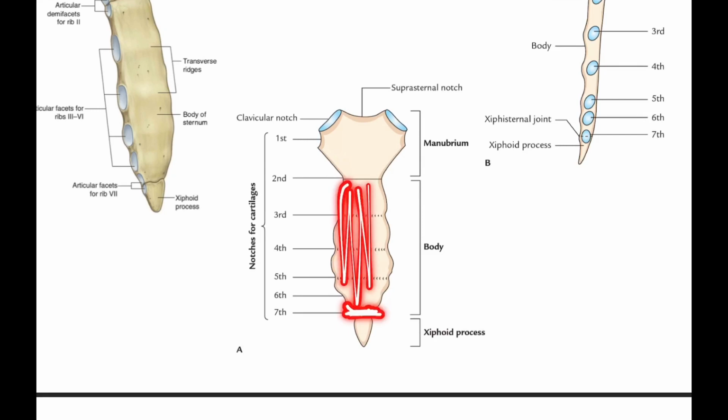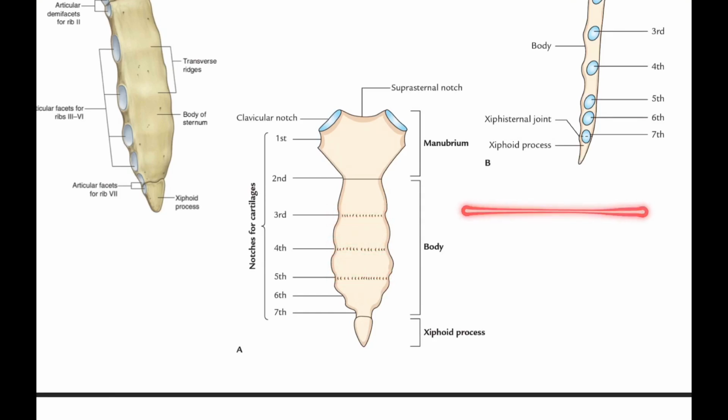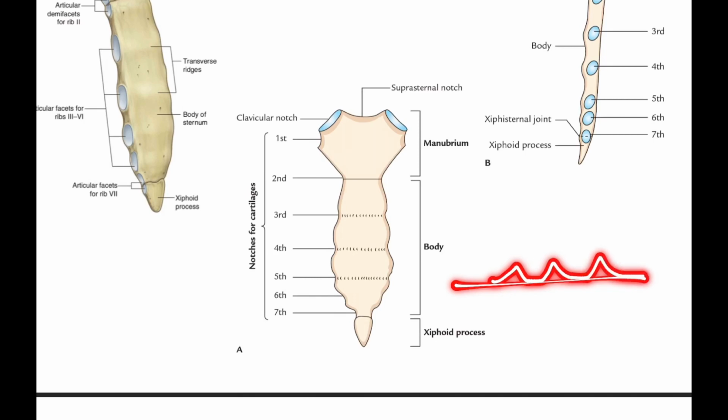The anterior surface of the body has three transverse ridges. As I have said before, this is a transverse line, and the transverse line looks like a mountain. Transverse ridge, this one. Three transverse ridges.